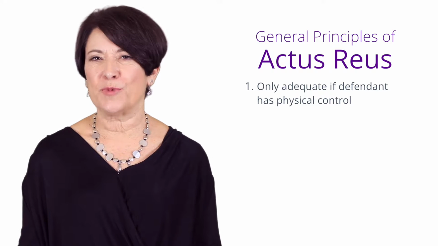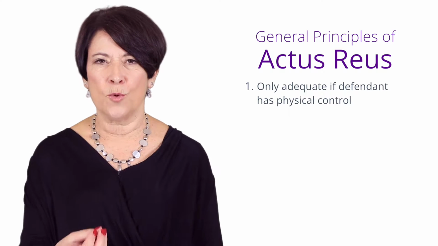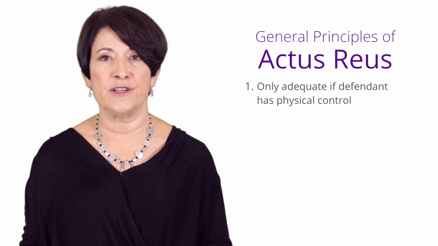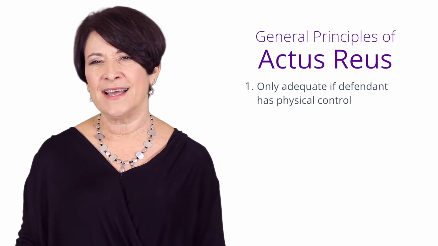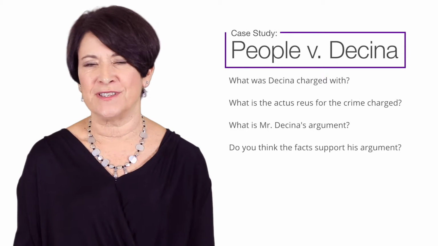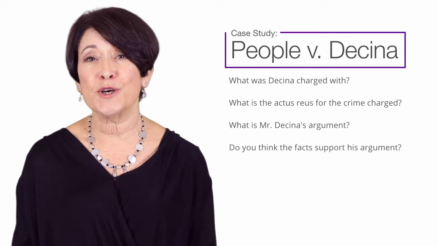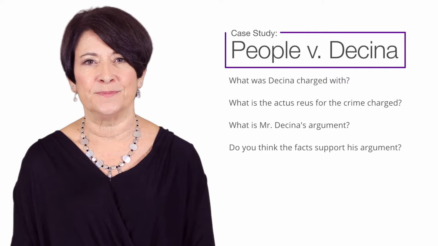So we have our general principle that we're going to operate with. We're looking for an act over which the defendant has physical control. That's the general principle. Now let's turn our attention to People versus Decina, a case that offers us a wrinkle to that particular principle. I've already asked you to answer some questions about People versus Decina, which we're going to review in this part of the lecture.